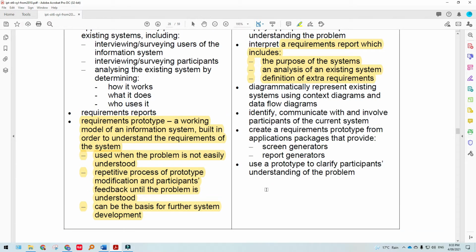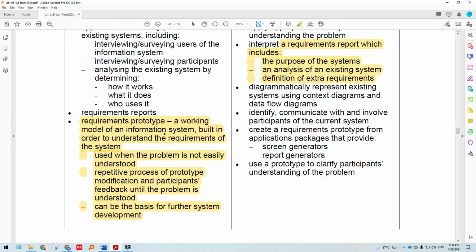So if I am the examiner, I will be easily creating two multiple choice questions. Number 1, which one of the following is not part of a requirements report? Bang, bang, bang, and give you something else. And which one of the following is not part of a requirements prototype? I'll use these three. So just be careful of the difference between a requirements report and requirements prototype.